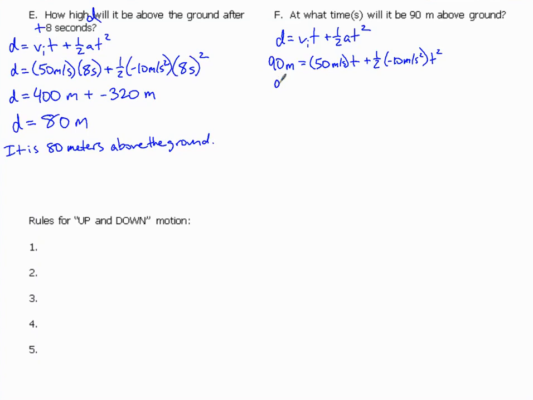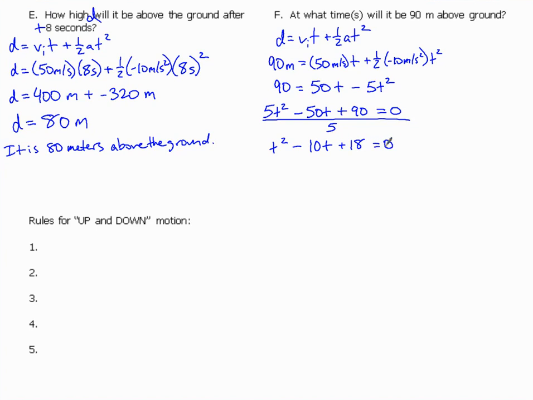So let's simplify it and drop the units for a little bit. 90 equals 50 times t minus 5t squared. And so let's add these two, or add this one to the other side, subtract this one. So positive 5t squared minus 50t plus 90 equals 0. Again, looking at this, I see that all of these are divisible by 5. So we have t squared minus 10t plus 18 equals 0. This one you are best off using the quadratic formula, in case you have forgotten it.